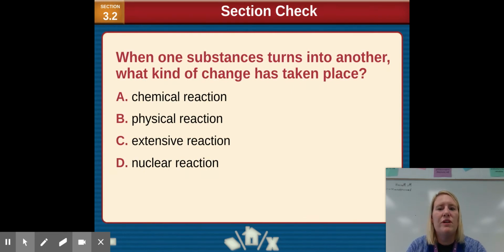So here's a question for you. When one substance turns into another, what kind of change has taken place? Is it a chemical reaction, physical reaction, extensive reaction, or a nuclear reaction? If you said chemical reaction, you are right.